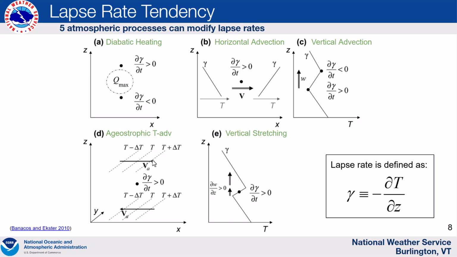Backtracking to term D, this is differential temperature advection by the ageostrophic wind. The ageostrophic advection can be large in secondary circulations associated with fronts and jets. If the secondary circulation is indirect, like the schematic shown, lapse rates would increase with time. If the ageostrophic circulation is thermally direct, meaning we have warm advection over cold advection, then lapse rates would decrease over time at a point marked by the dot.